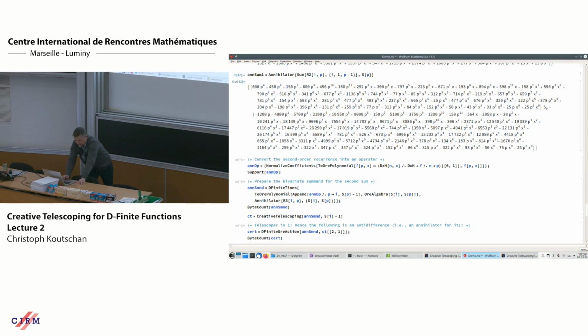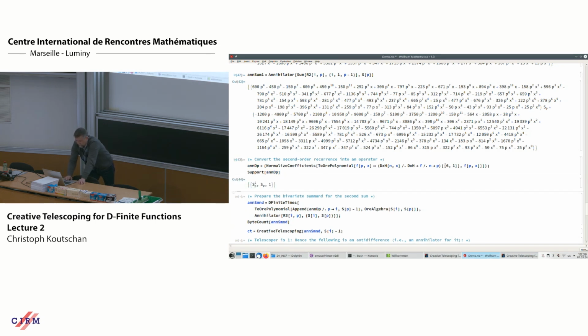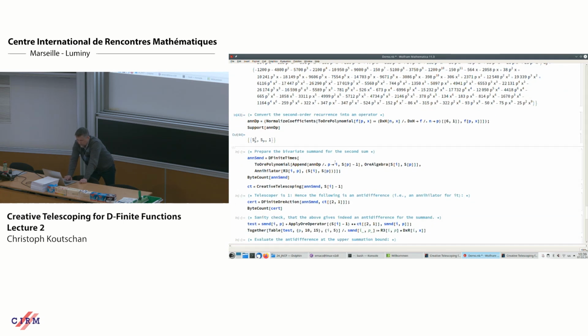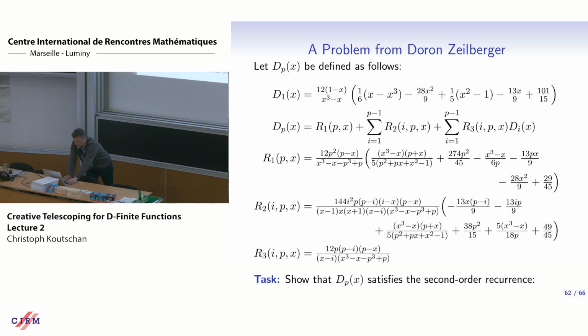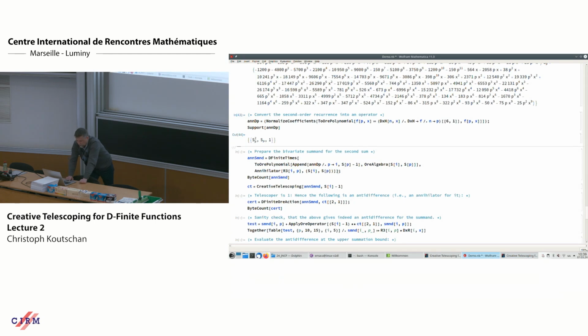sequence in the summand. So what we do, we take the recurrence, I extract it from the definition. So here as an operator, we see it's a second order recurrence. Now for this summand, this is now bivariate in I and P, so we have to do a little bit of modification because we have to convert this univariate recurrence, the univariate sequence, into a bivariate sequence that is constant with respect to the other variable.